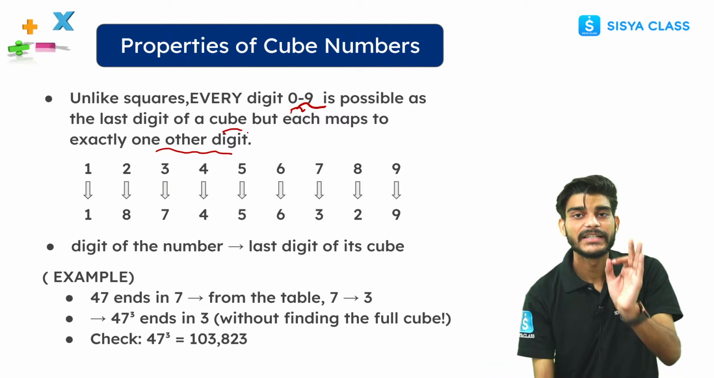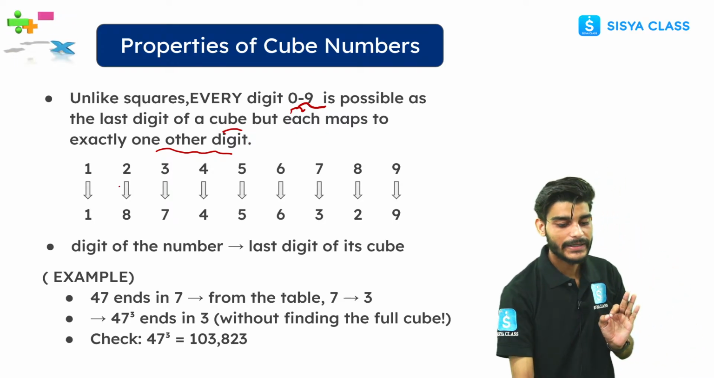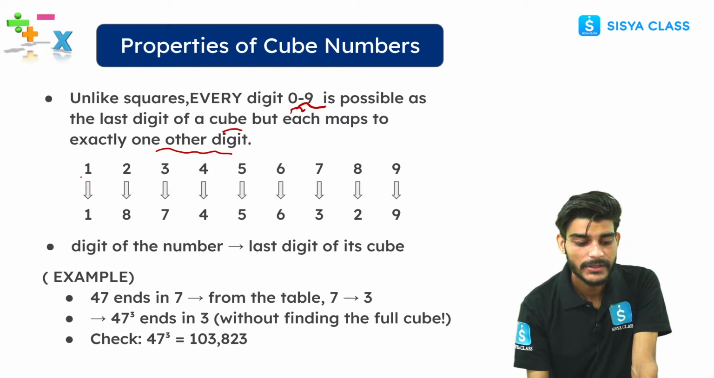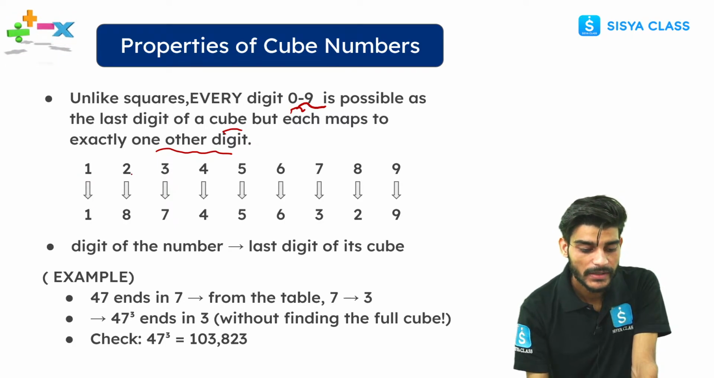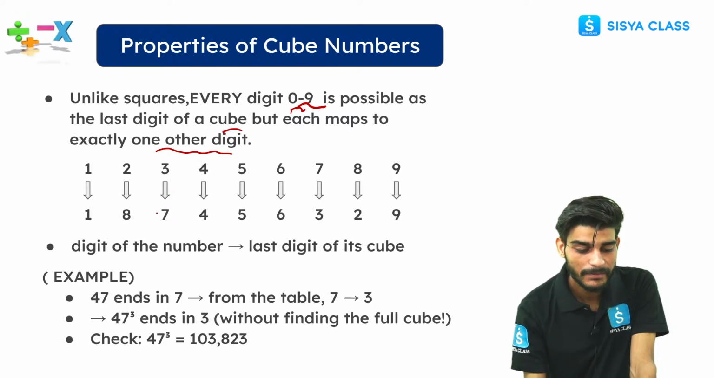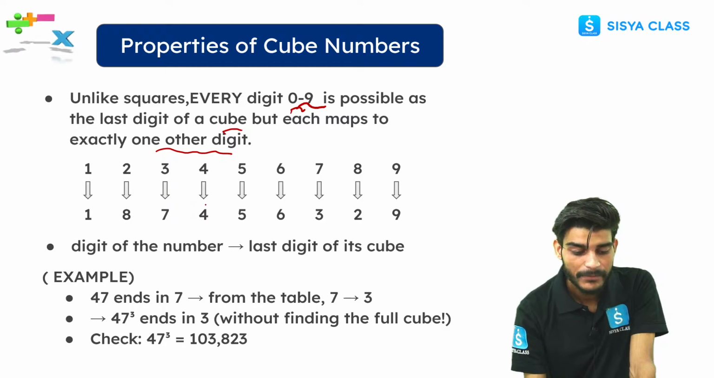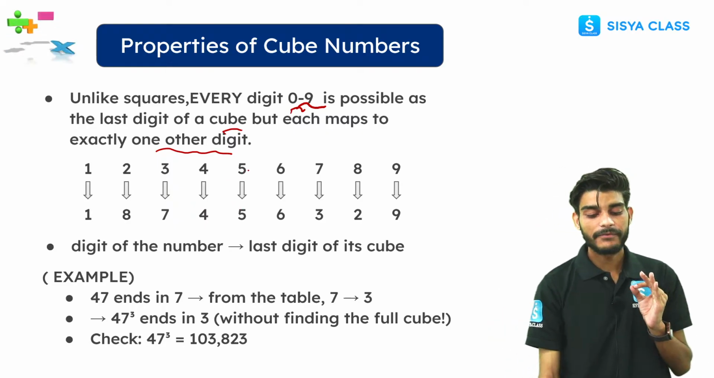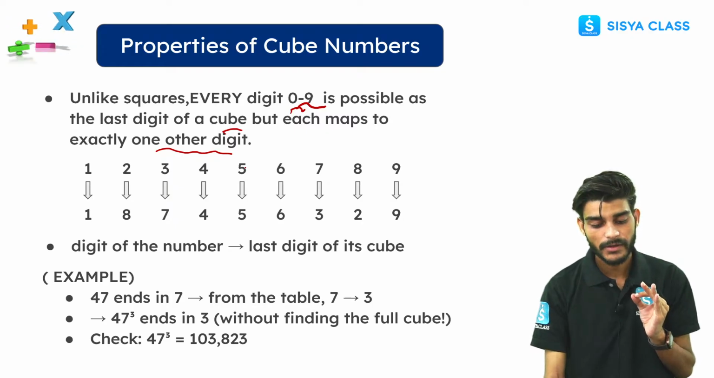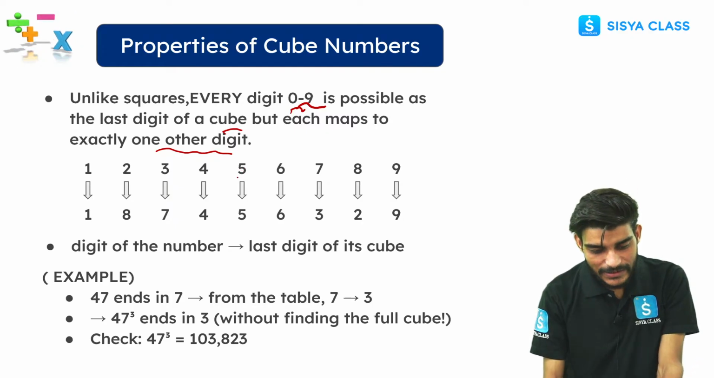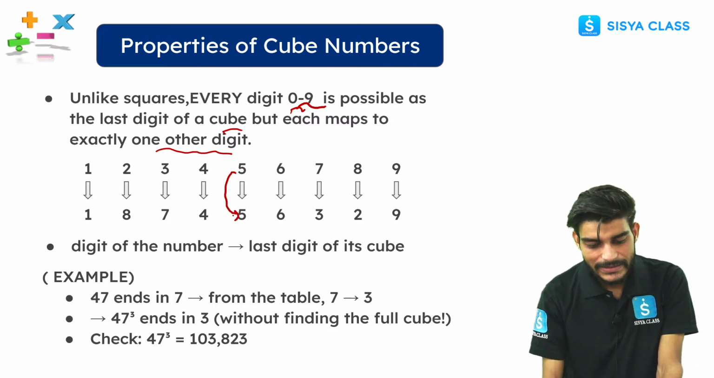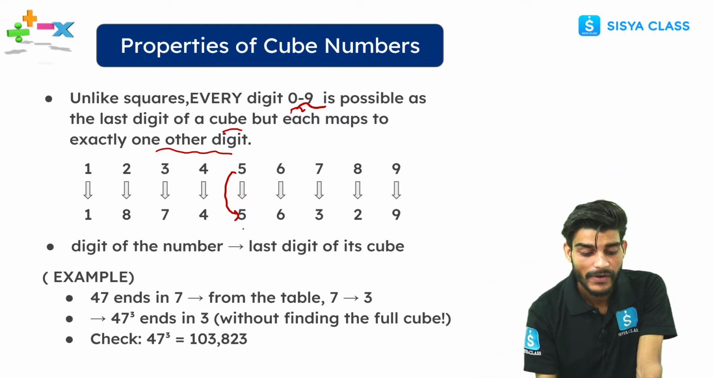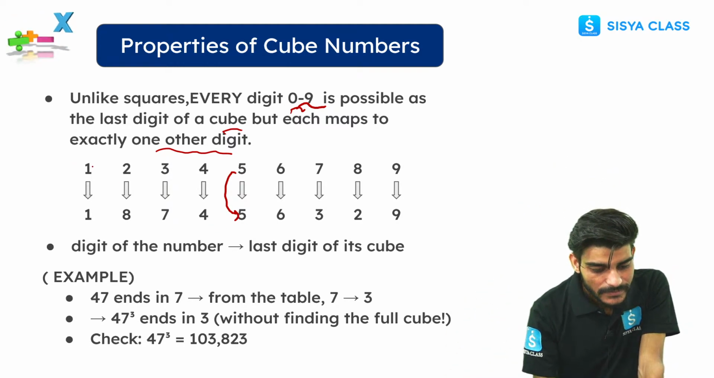But each number has some specific number that it ends with, like 1. How to remember this? 1 will map to 1, 2 will map to 8, 3 will map to 7, 4 will map to 4, 5 will map to 5. Means if we have to find the cube of a number that has the last digit 5, it will definitely end with the digit 5. Means the units digit will be 5 only.